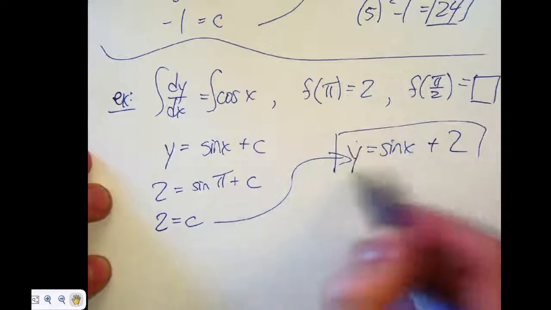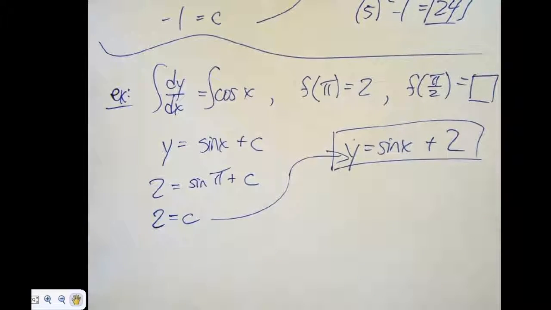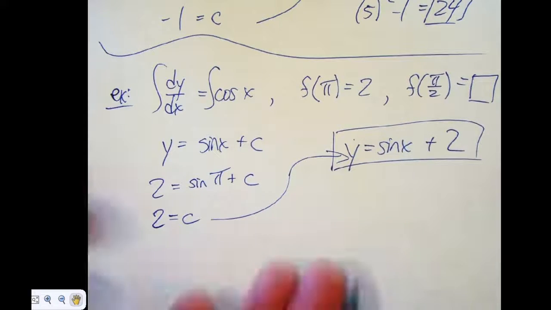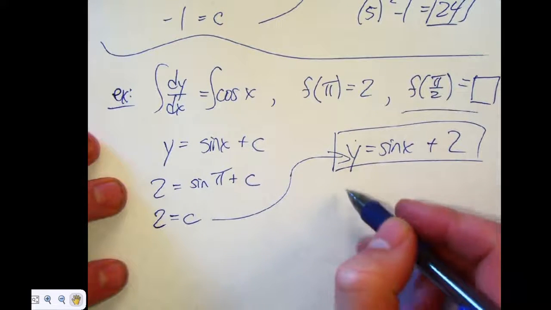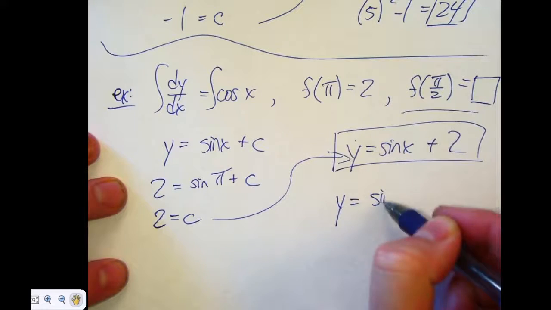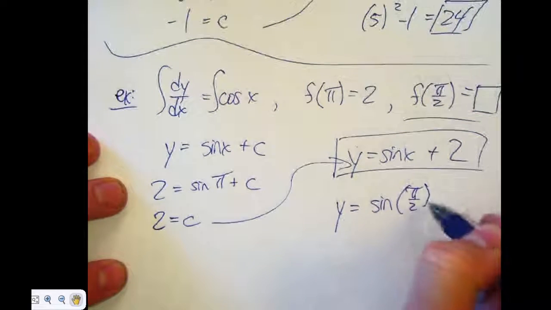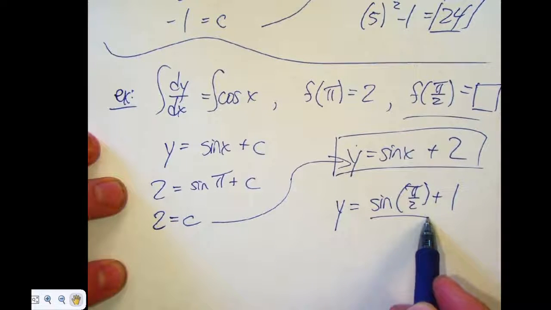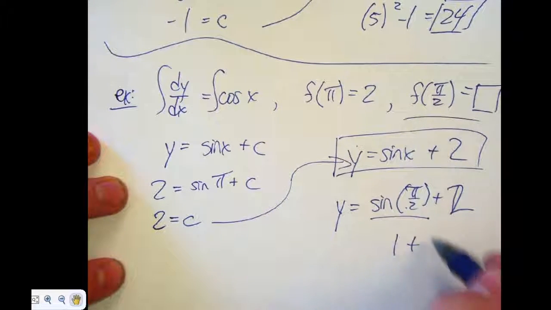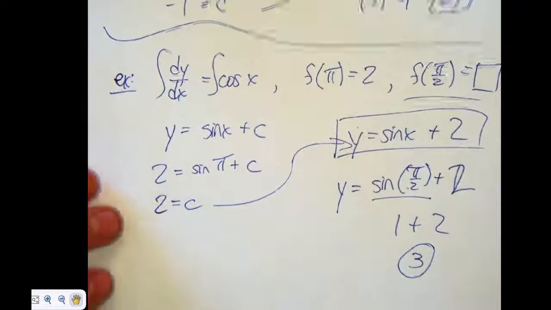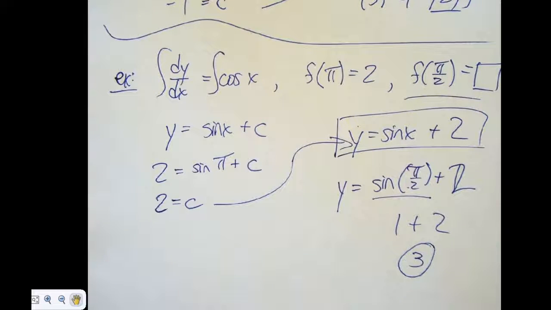And very often they'll just ask you to stop there. They'll just say find the equation, and you can stop and you'll be done, and that'll be your answer. I'm asking you to go in separate steps to show how to do the step. So what's sine of pi over 2 plus 2? That's the y value at 90, which is 1. And then 1 plus 2 gives you 3.